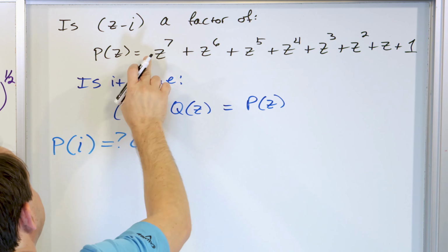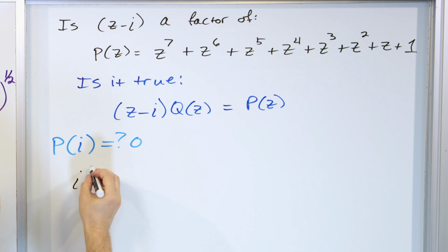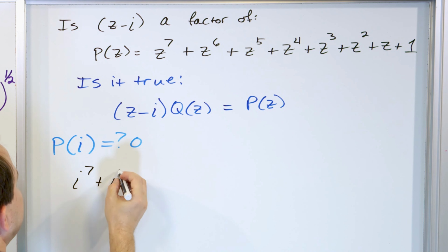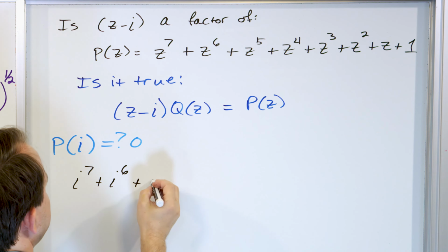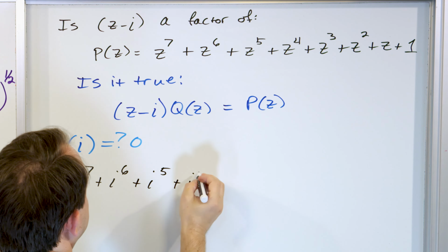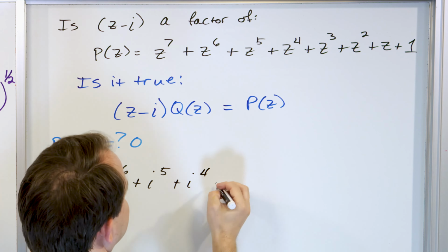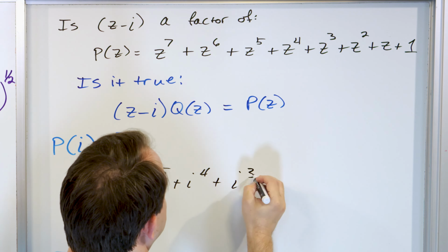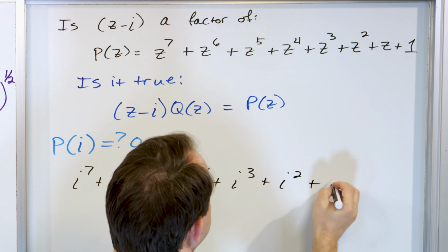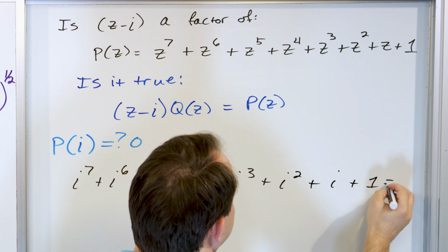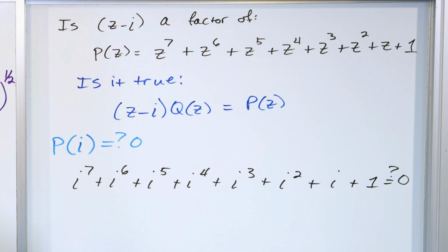So I have to put the value of i into here and raise it to the 7th power. And then I have to put the i and raise it to the 6th, and then to the 5th, and then to the 4th. And this is going to be a long process here. And then to the 3rd, and then to the 2nd, and then to the 1st, and then 1. And I'm going to check and see if it's equal to 0. It's a lot of stuff here.